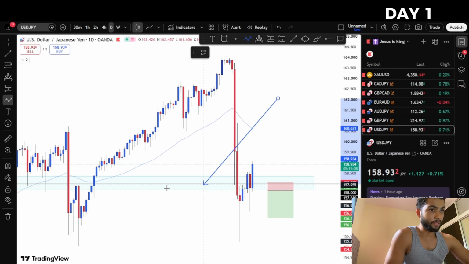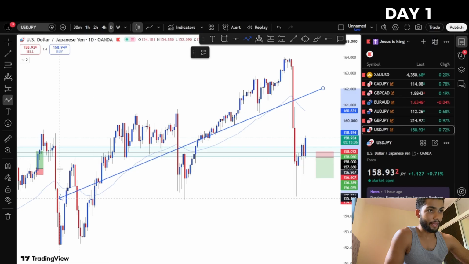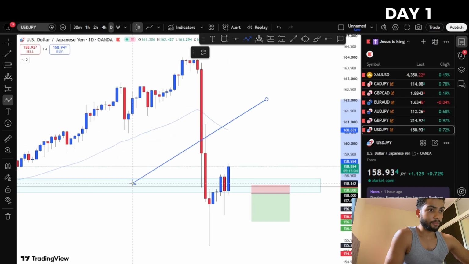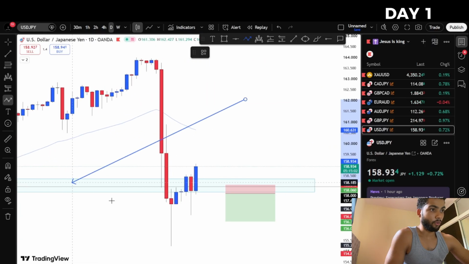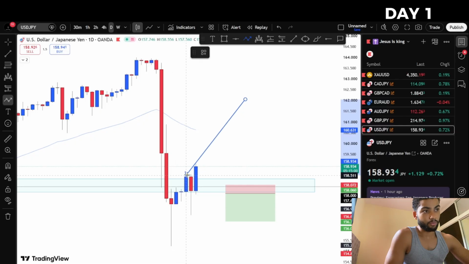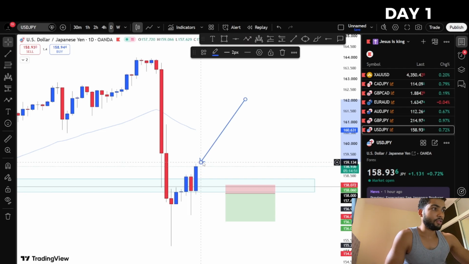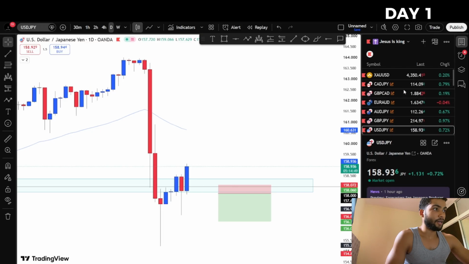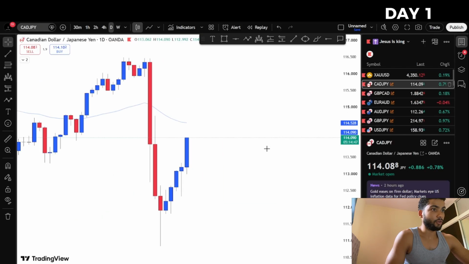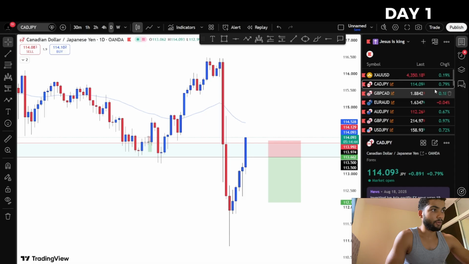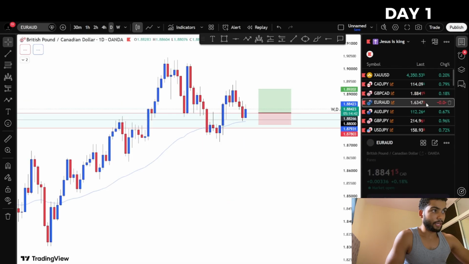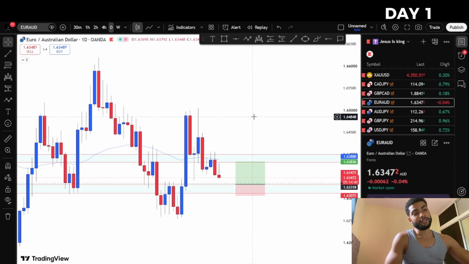That whenever price is below, it's heading down, or whenever price is above it, it's gonna go up. So in this scenario, price broke above this area, it retested it, and instead of using it as resistance, it used it as support. So for now, I'm just focused on CAD JPY, GBP CAD, and Euro AUD. So I'll update you guys later.